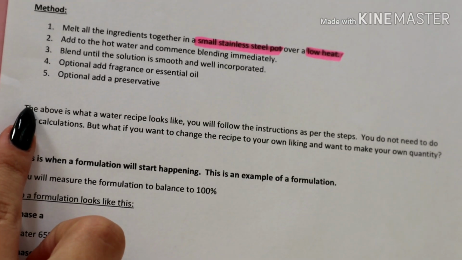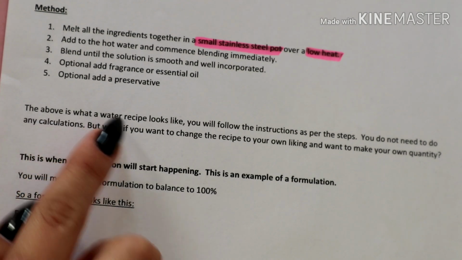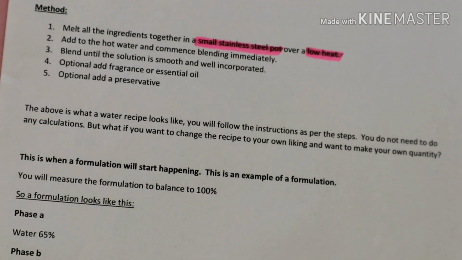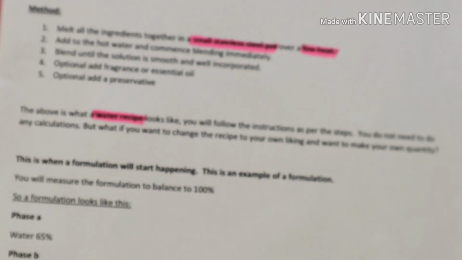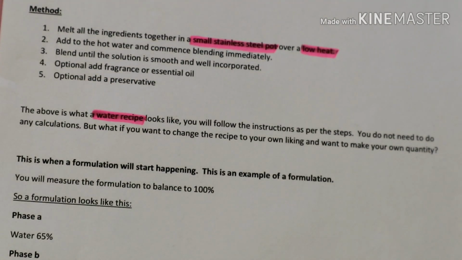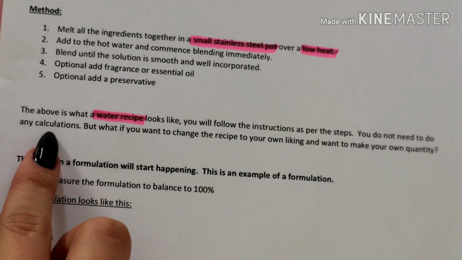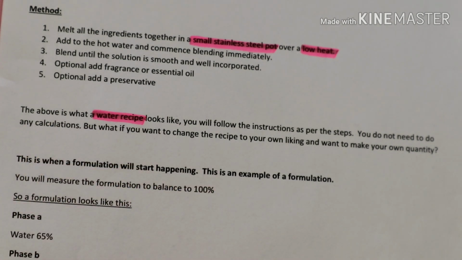Over here it says the above recipe is what a water recipe looks like. So this is a water recipe. You will follow the instructions as per the steps. You do not need to do any calculations. And then it says, but what if you want to change the recipe to your own liking and want to make your own quantity? Now that we've covered reading a recipe, we're going to go over how to read a formulation. So let's take a look at that.